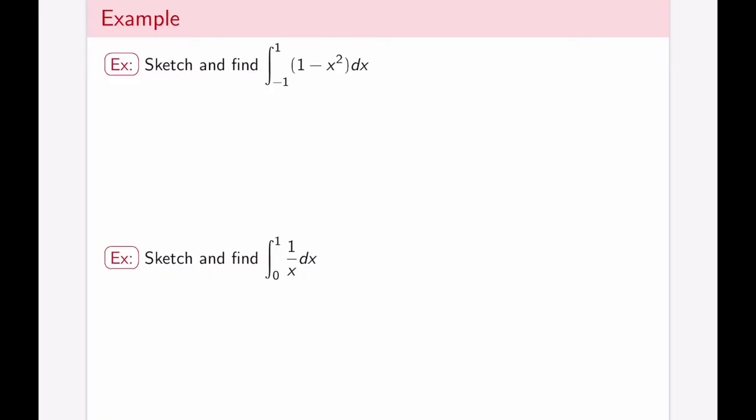But I strongly recommend that if this is something that you can sketch, that you do sketch it. So what does y equals 1 minus x squared look like? Well, 1 minus x squared is just a parabola looking down. So what I'm going to have is a parabola looking down and shifted 1 unit up. So something that looks like this.